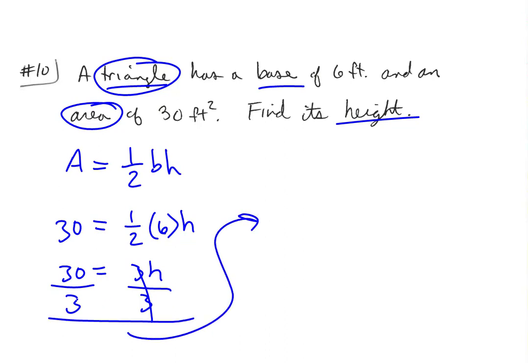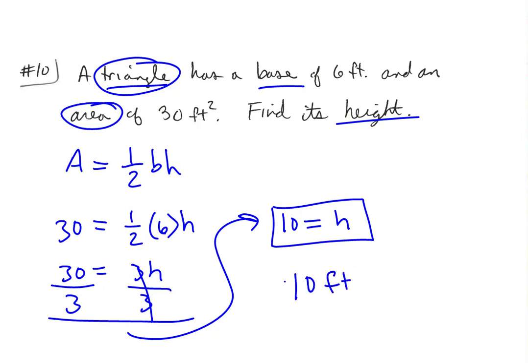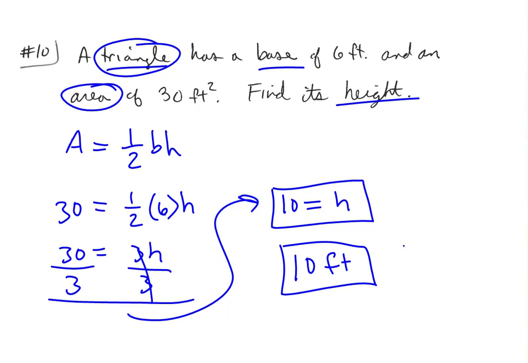On the left side we have 30 over 3, that's really 10. So 10 equals, and then on the right side we have just the h because we got rid of those 3's. So h equals 10. Now they say find the height, so we should say 10 feet, consistent with the units given in this problem. Notice that in this problem we solved it just doing algebra, really, using the formula.